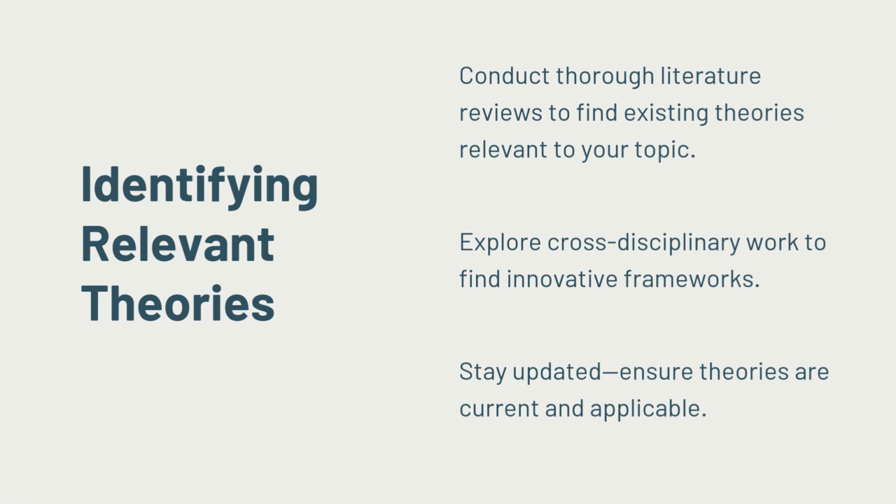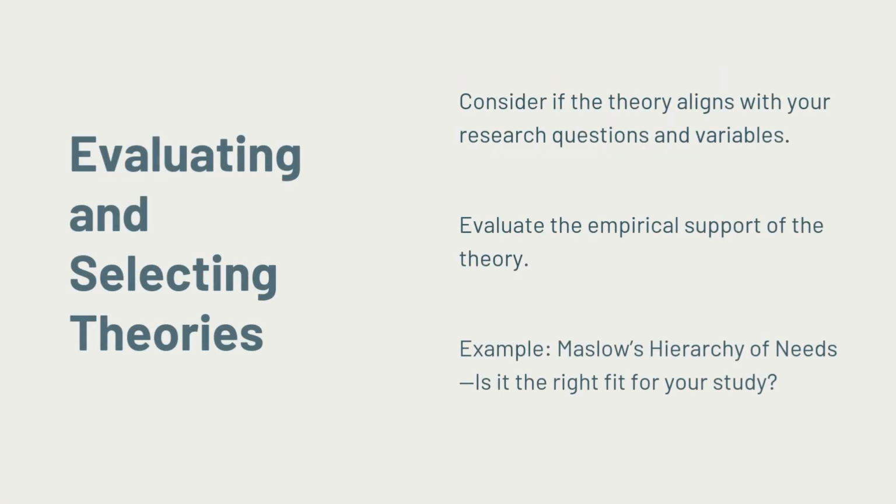Okay, so you need to look at the literature and then you can find theories for your own field from the literature. You can also look at other disciplines to find any relevant theories from there. And the last one is to look at updated theories. Now, once you've identified a few potential theories, the next step is to evaluate and select these theories.